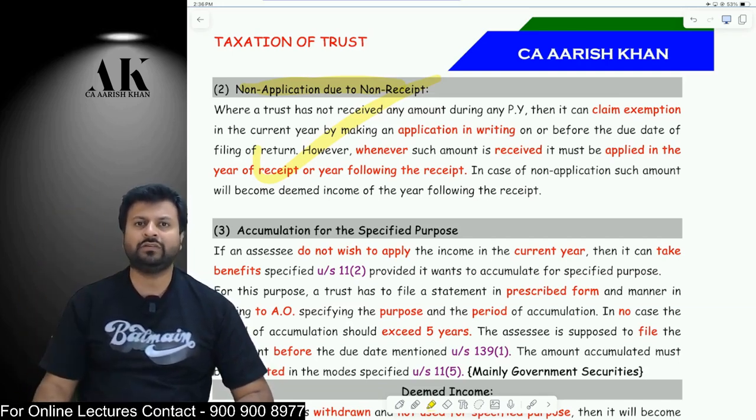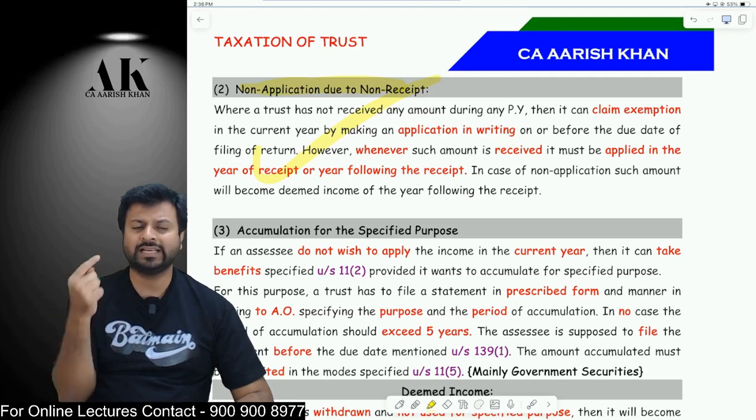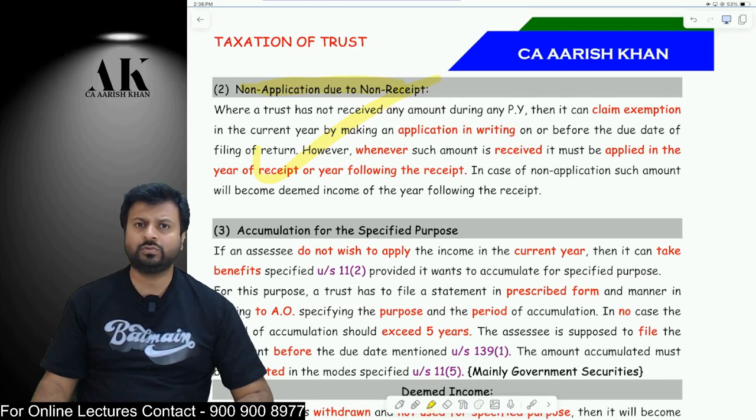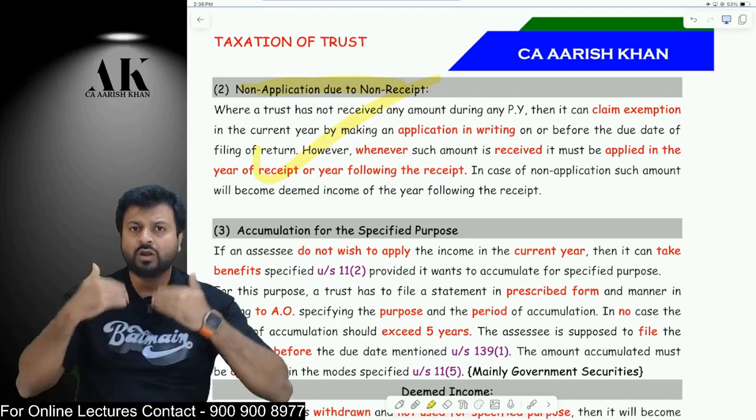Suppose you receive income in 25-26, so you have to apply in 25-26, or one more year they are giving you as a grace, that is, after 25-26, up to 26-27, 31st March 2027, you can apply. If you apply till 31st March 2027, we will give you the exemption. Don't worry about it, you will get the exemption. So in this case, you have to apply in the year of receipt or the year following the receipt.